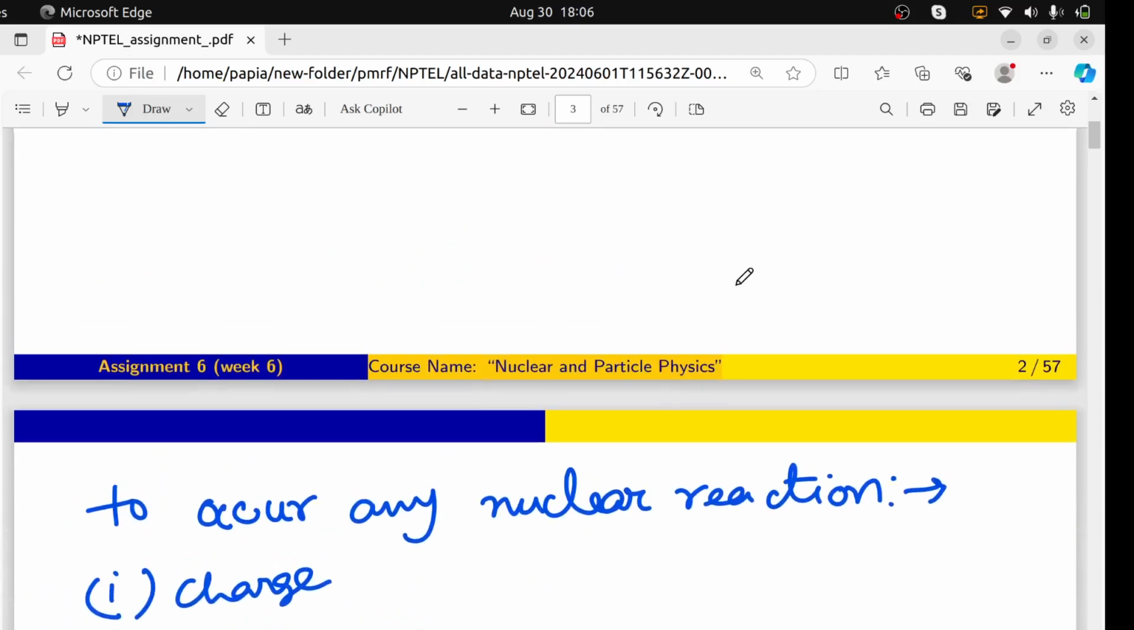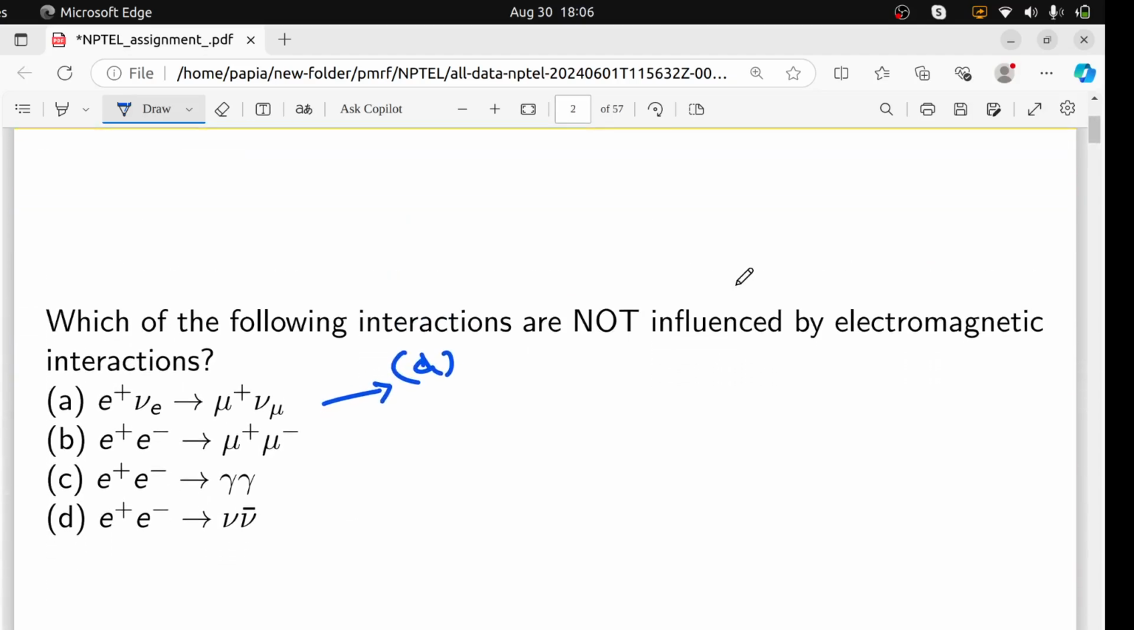Maybe some of you came late, so I will come back to the question again: which of the following interactions are not influenced by electromagnetic interactions? Which interaction is governed by the weak interaction, the electromagnetic interaction, or the strong interaction? That depends on the mediator, right? So I will now talk about how to know which interaction is mediated by, I mean governed by, which force.